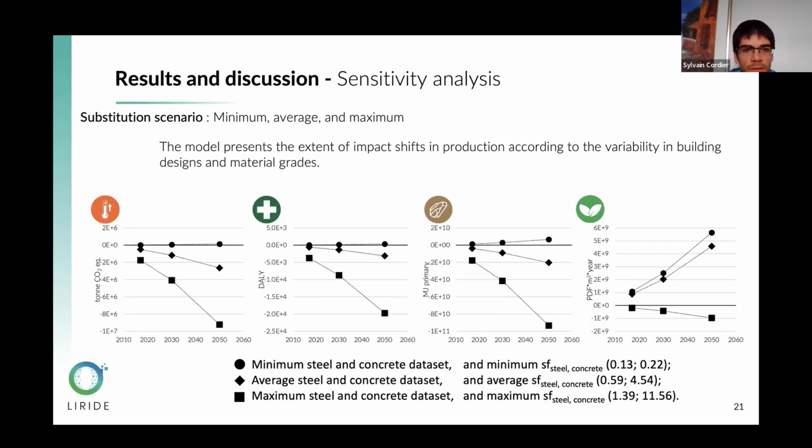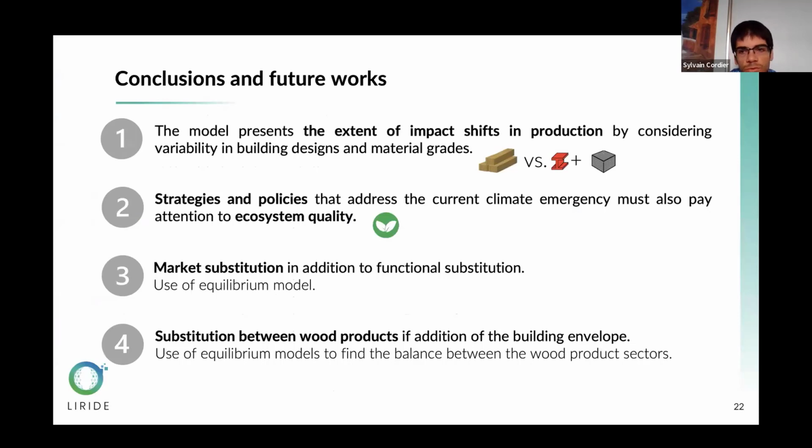And to conclude, in the next slide, the model tried to present the extent of impact shift, and strategies and policies that want to address the current climate emergency also have to pay attention to ecosystem quality. And for future work, in addition to material substitution, which was only based on the structural function, we may use an equilibrium model that would help to catch the influence of the economic aspect between steel, concrete, and wood.